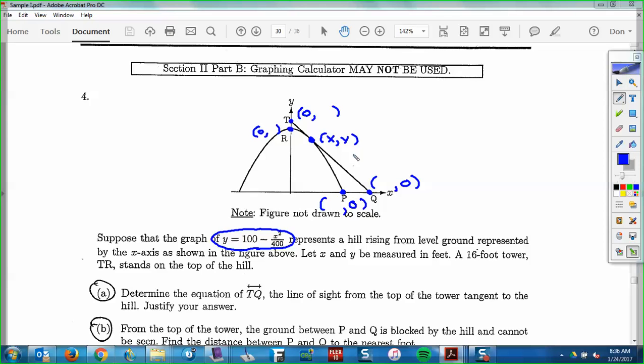You know the tower is 16 feet tall, so this little distance here is 16 feet. So you can find all that. And then you've got enough points, you can do slope between 2 points. You can do the derivative. You can set those equal. So what they wanted in part A, they first want the equation of this line. Once you find your slope, you can do that. Then you've got plenty of points to find the equation of that line, and then you can find this point down here. If you've got this point and this point, you know that distance. Okay?